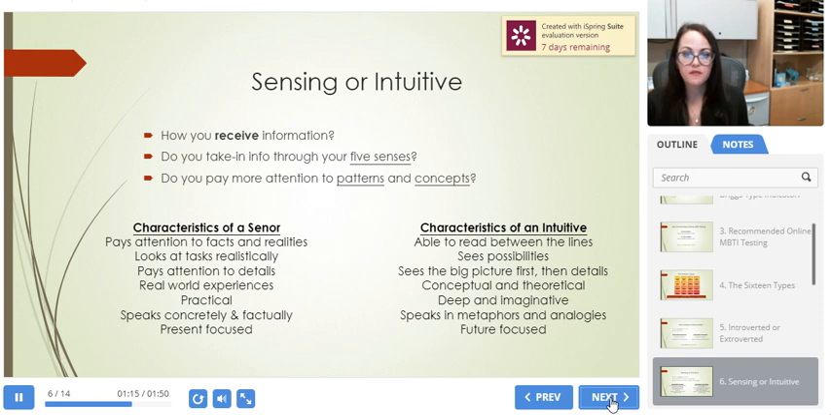On the other hand, intuitives are able to read between the lines, and when they're in a healthy place, they can be pretty good at doing this. They're great at seeing possibilities versus looking at things realistically, and they see the big picture first and then the details that form that big picture. They're usually very conceptual and theoretical, deep and imaginative, and often they might speak in metaphors or analogies. They're also very future-minded, as they're always looking for possibilities around them.